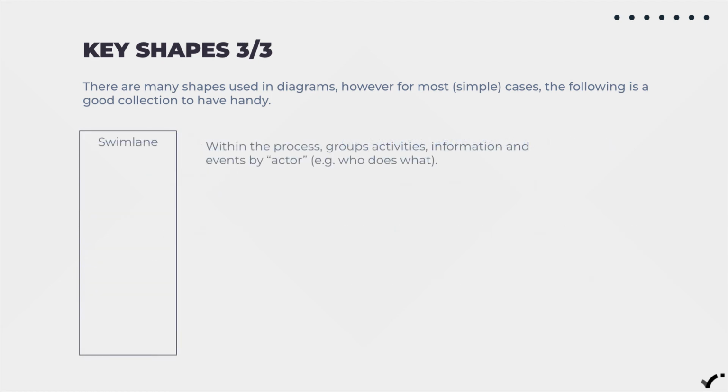Last but not least, a very important one is the swim lane. A swim lane essentially collects and clusters tasks, information and events under a particular person or team. So it shows who the stakeholders are, who the actors are that are pursuing these activities.